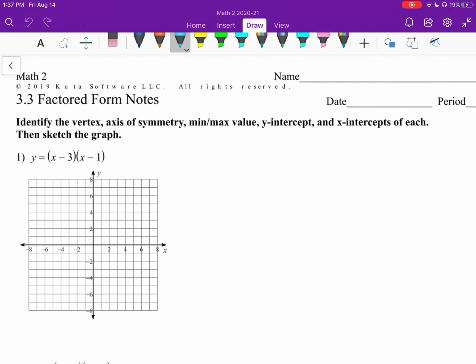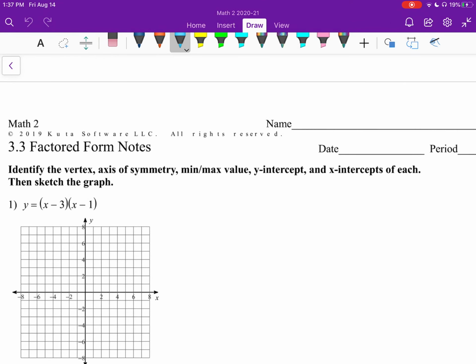So for starters, let's talk about what is an x-intercept. An x-intercept is where it crosses the x-axis, right? So normally a y-intercept looks a whole lot like 0 and then your y value, where your x is always 0. Your x-intercept, you're going to have x and a 0, where your y is always 0, right? So for these problems, we're going to start off by finding those x-intercepts first.